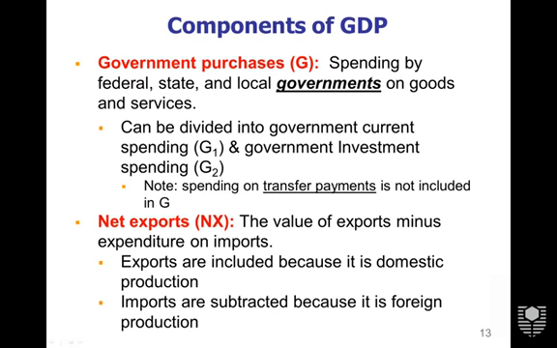G is the third component, and G includes government consumption and government investment. So G includes two components of government expenditure. One is government spending, which is basically spending of government on pure consumption goods, and the other is government investment spending. That means when government invests money on infrastructure or on other investment projects.